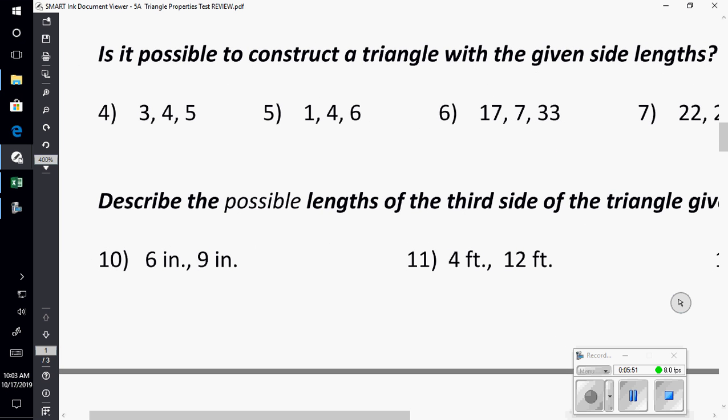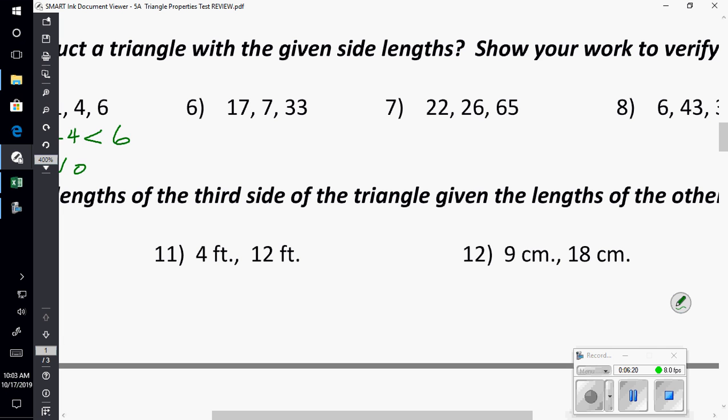Number 4, we're asked to decide if these could be a possible triangle. So we need to make sure that the sum of the two smallest is bigger than the bigger side, and it is. However, on number 5, 1 plus 4 is not bigger than 6. 1 plus 4 is less than 6, so that won't make a triangle.